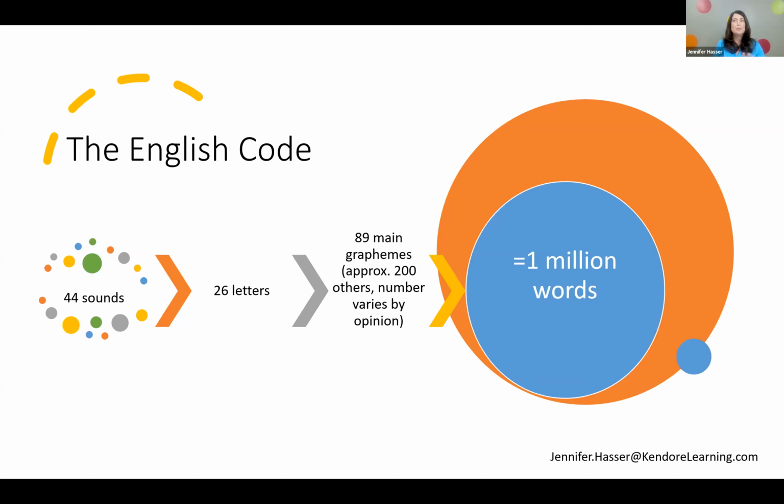There's 26 letters. Everyone is pretty much in agreement on those. And there are 89 main graphemes. Graphemes are the way we spell our sounds. Now there's 200 others, and that number also varies by opinion because some people separate out some letters as a different sound, some people put them together, and depending on accent, it could be British English or American English or Australian English, and they all are slightly different. So if you are a person that wants a definitive answer, you need to speak another language. But we take those 44 sounds, those 26 letters, and those 289 graphemes, and we can make a million words.